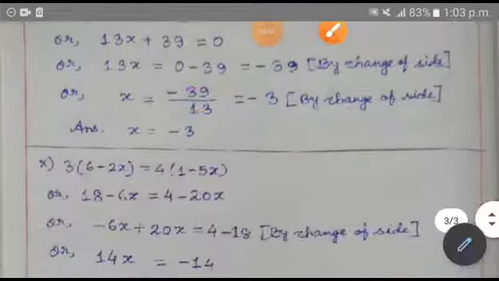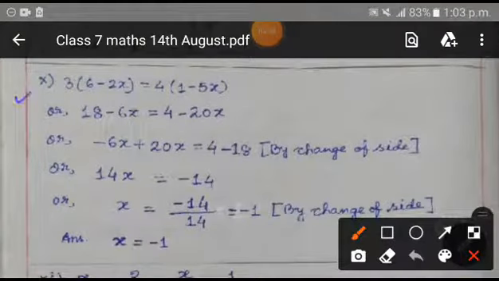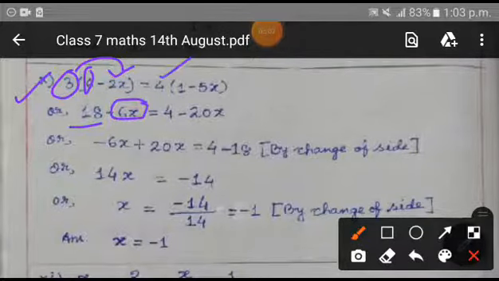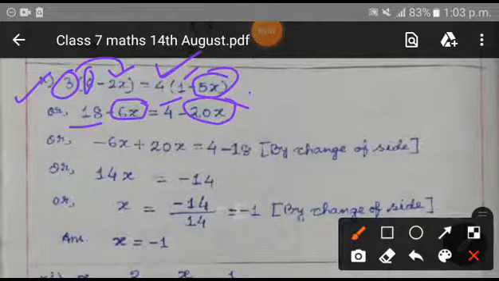Okay. Now next one, sum number 10. Here also, in the same way, at first 3 you have multiplied with 6 and you are getting 18. Then 3 with minus 2x, you are getting minus 6x. Now 4 into 1 means 4. Then 4 into minus 5x means minus 20x.